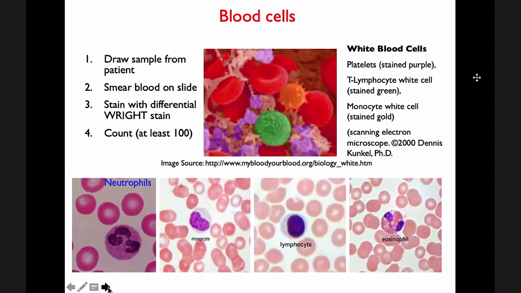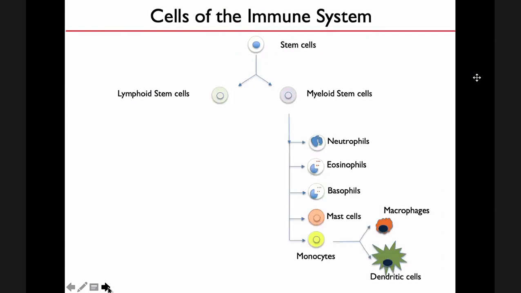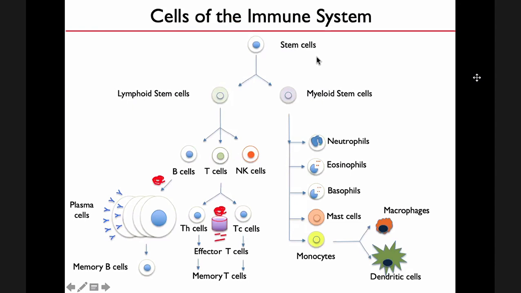Okay, so we are going to talk a little bit more about these cells, and we already have talked about this slide in the very beginning. But just to remind you, you start with stem cells. They differentiate into lymphoid stem cells and myeloid stem cells. Lymphoid stem cells give rise to B, T, and NK cells. B cells, upon recognizing antigens, become activated. They make this Y-shaped structure that we call antibodies. Some of these B cells become memory B cells.